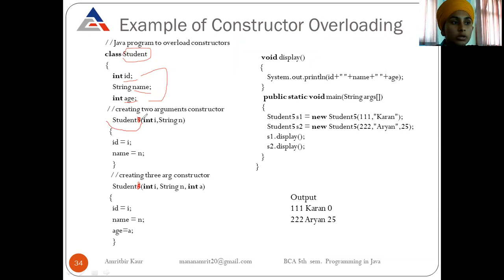The class name and constructor name must be the same, so it will be Student. Then we pass only two parameters, int i and string n, meaning i for ID and n for name. This is a two-parameter constructor. The value passed by the user will be assigned to ID, so the value of i is assigned to ID: id equals i. Similarly, n is assigned to name. Then we create another parameterized constructor, like Student.